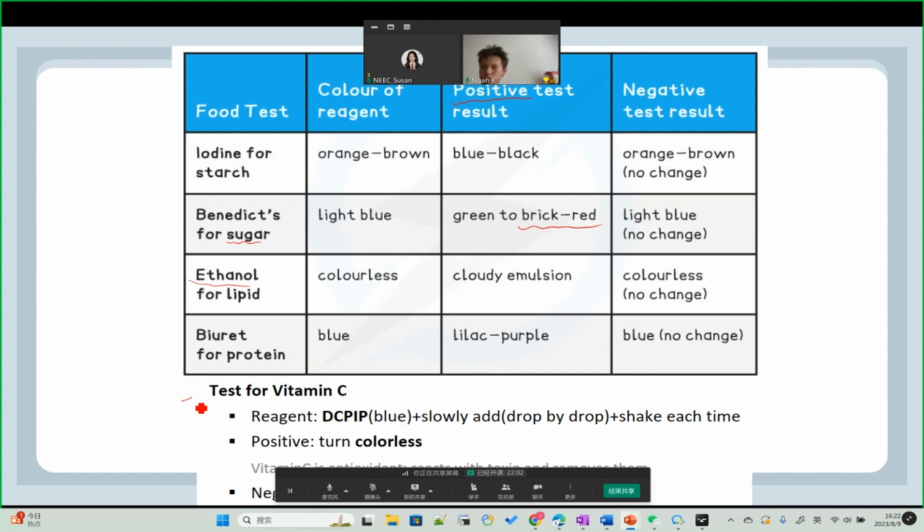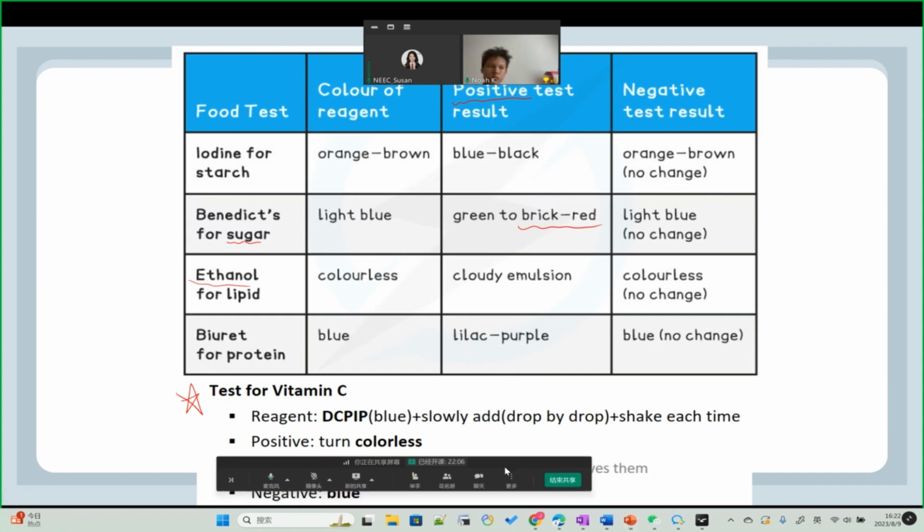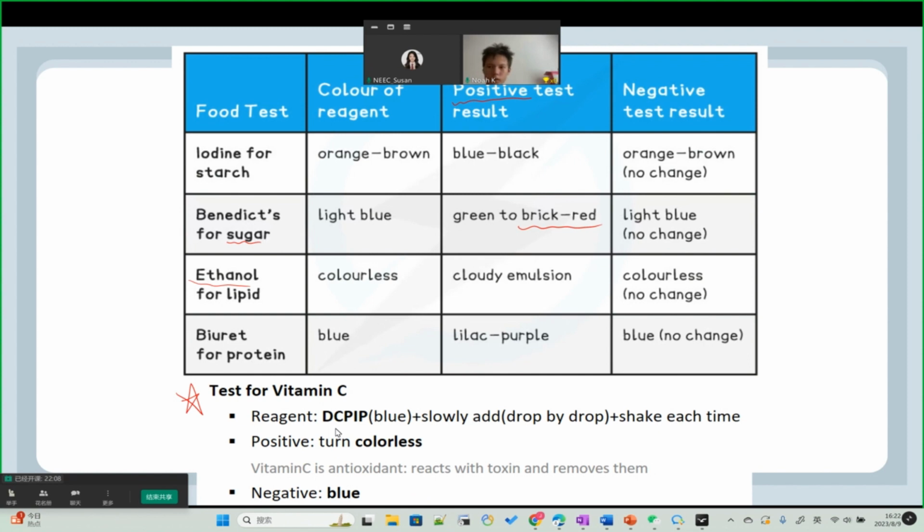And there's a new one, called the test for vitamin C. We'll use DCPIP. This is the abbreviation for its full name, because the full name is too long to memorize. The process is, you slowly add DCPIP drop by drop into a food solution, and then gently shake it until it turns colorless. And if it's negative, it's blue.